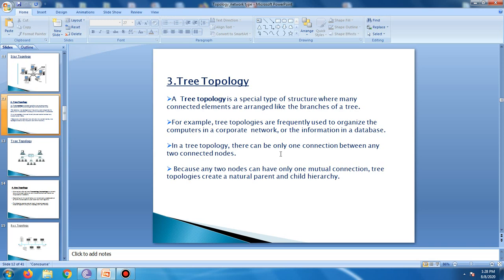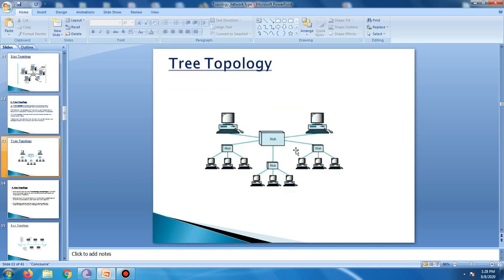Next one, tree topology. A tree topology is a special type of structure where many connected elements are arranged to link the branches of a tree. For example, a tree topology uses devices and hubs with subtrees: a main tree, subtrees, and sub hubs.